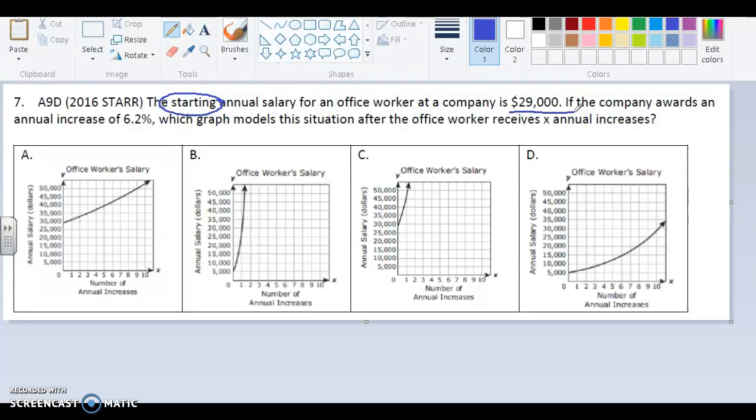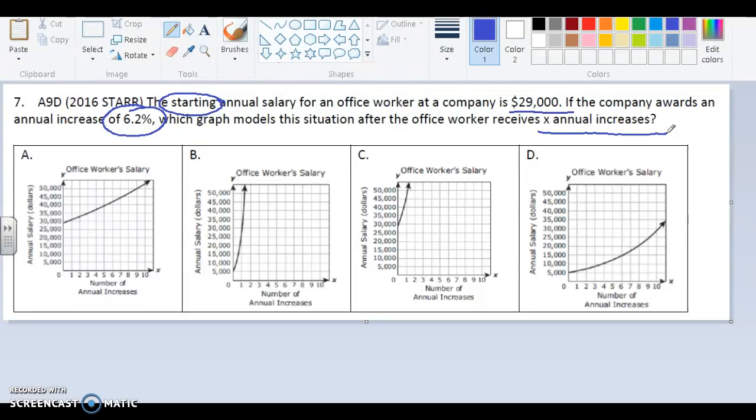So knowing that we're dealing with exponential functions, they've just given me the initial amount, right? Because it says starting and is $29,000. If the company awards an annual increase of 6.2%, which graph models the situation after the office worker receives x annual increases? All right, so if we take a look at all of our graphs, they're all exponential growth, so we don't really need to talk through that.